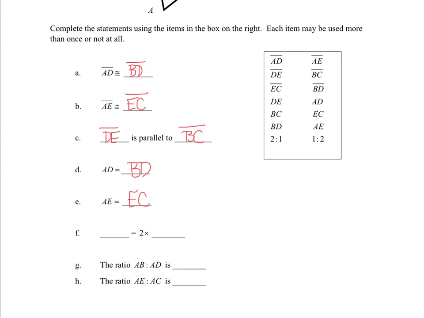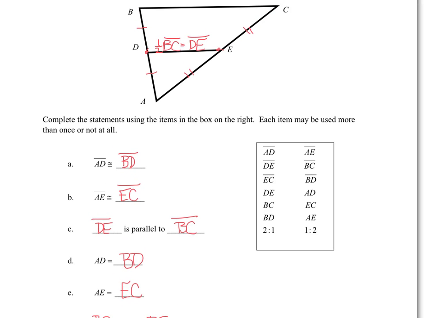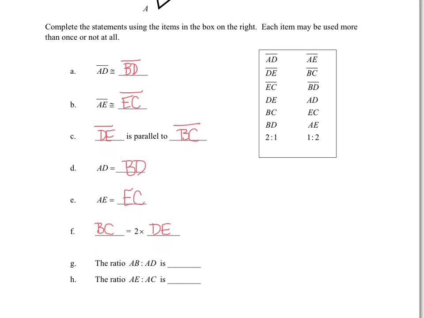Finally, we have blank equals 2 times blank. BC is the longer side, and that is 2 times the length of DE, because DE up here is the midsegment of BC. So 2 of these is going to give us the length of BC.